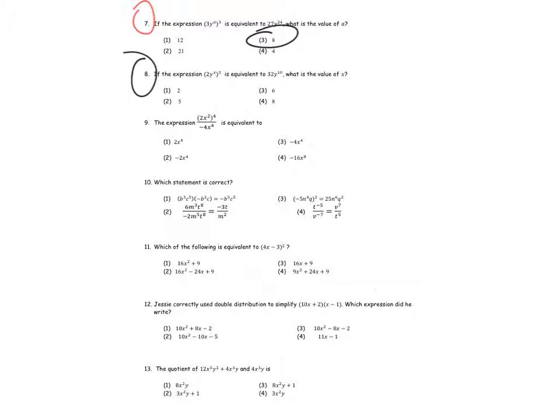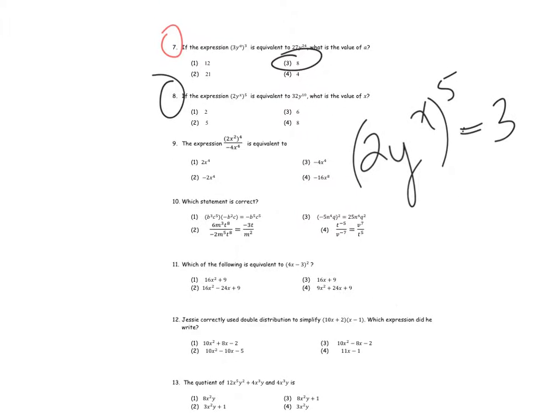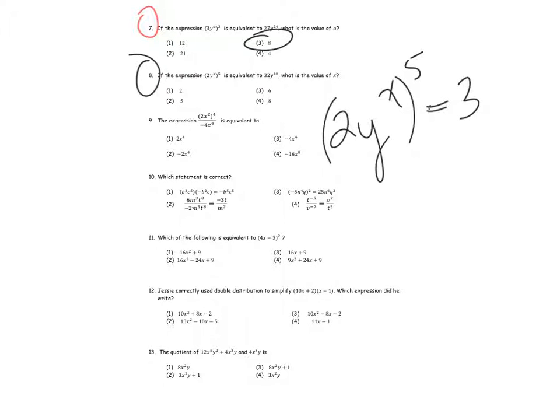All right, so I've got 2y to the x, all raised to the 5th, is equal to 32y to the 10th. Okay. Well, again, we need to use our rules for exponents.